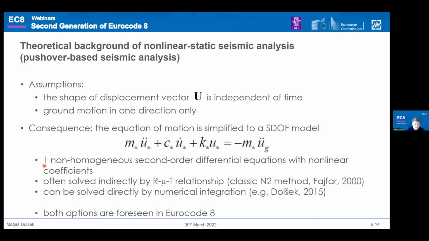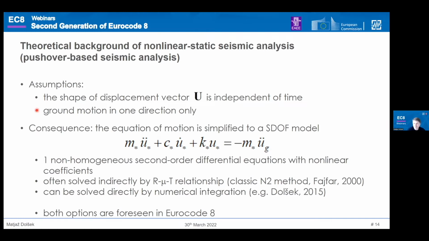Then the solution, or the simplification, which can be shown from the theoretical point of view, is that we simplify this n-dimensional problem to a single degree of freedom. Of course, this needs assumptions. The first assumption is that the shape of the displacement vector is independent of time, and also not only of time, but also of the damage of the structure. And then we should consider the ground motion only in one direction.